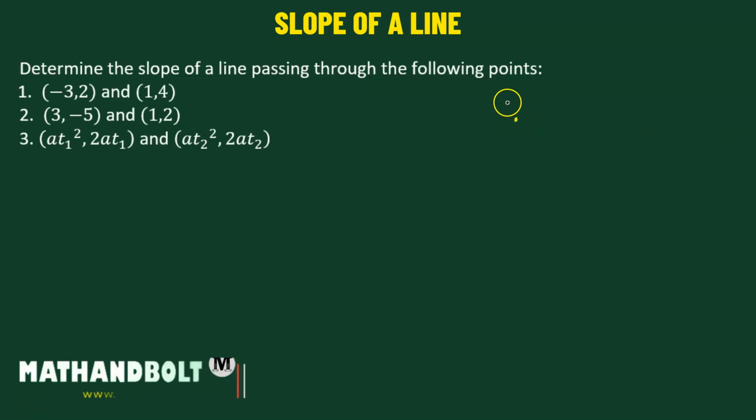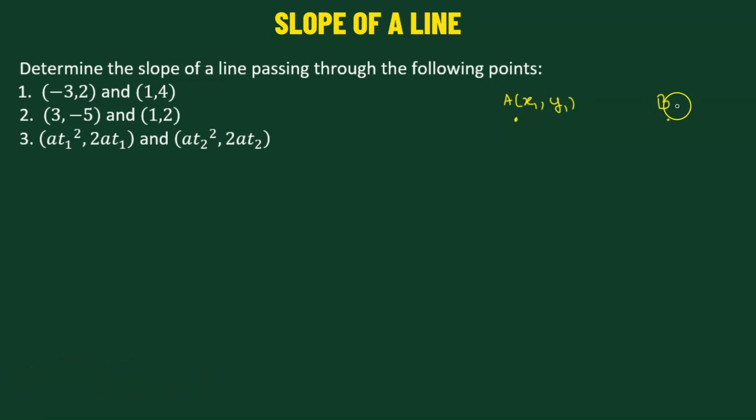Let's say we have a point A. A has the coordinates x1, y1. B is another point with the coordinates x2, y2. Let's join point A and point B with the help of a straight line.